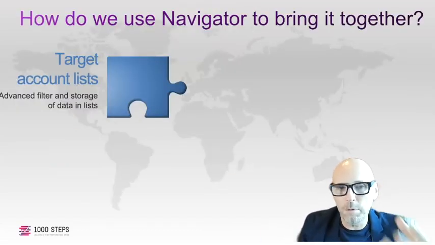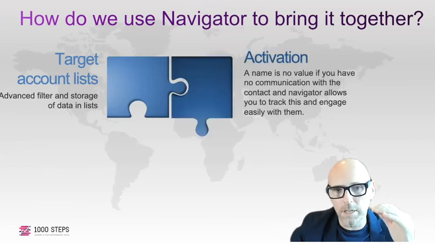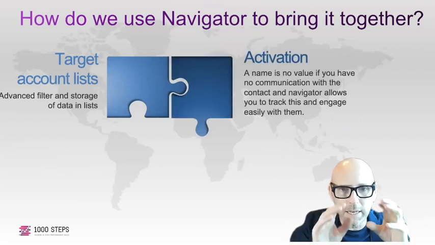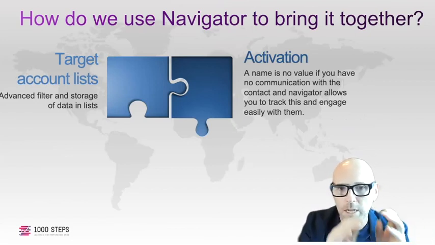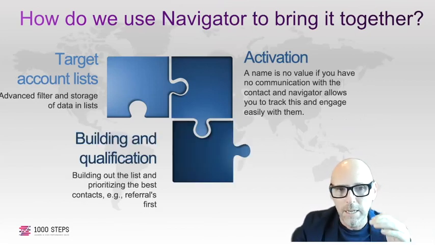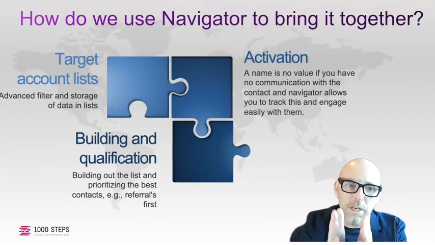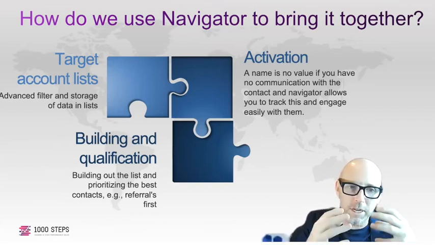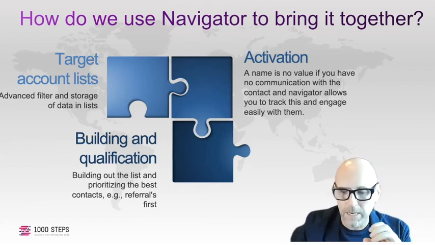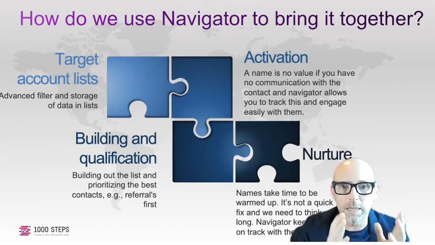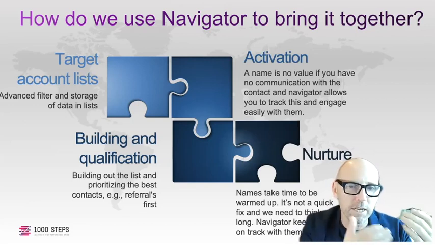So, how do we bring it all together? Target account lists, activation. A name is no value if you're not communicating with the contact. Navigator allows you to track this and engage with them easily. Building and qualification: build out the list, prioritize the best contacts, and really develop that. That whole piece sits within Navigator really nicely. And then finally, nurture. Names take time to be warmed up.